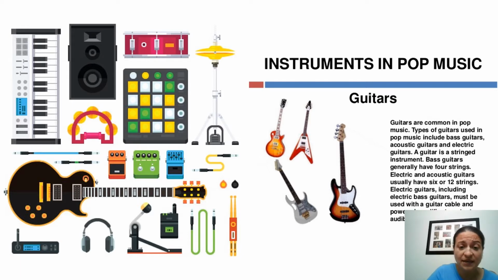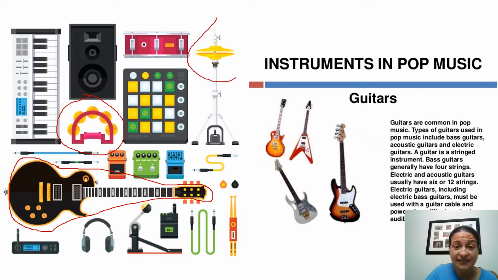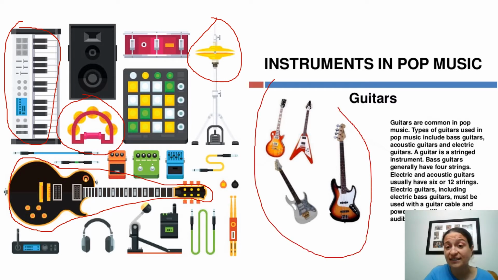Just like last week, a lot of similar instruments that you might see, especially the electric guitar, right? The one that plugs in. You have a tambourine over here, some cymbals, you have a keyboard, you have some speakers, some stereo systems, synthesizers, and again, just like last week when we talked about rock and roll, we talked about a lot of guitars.